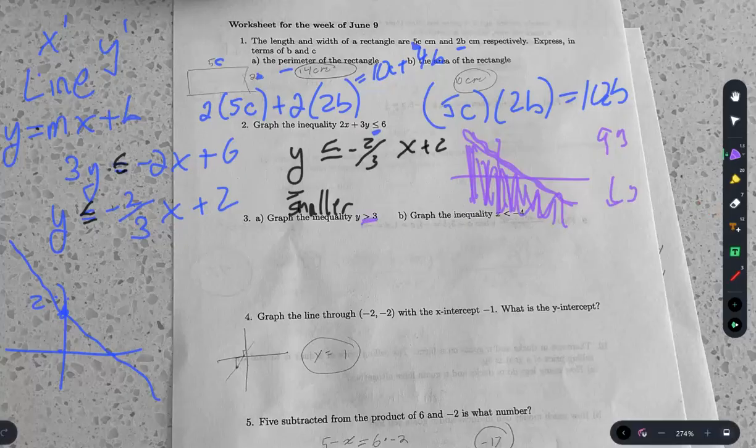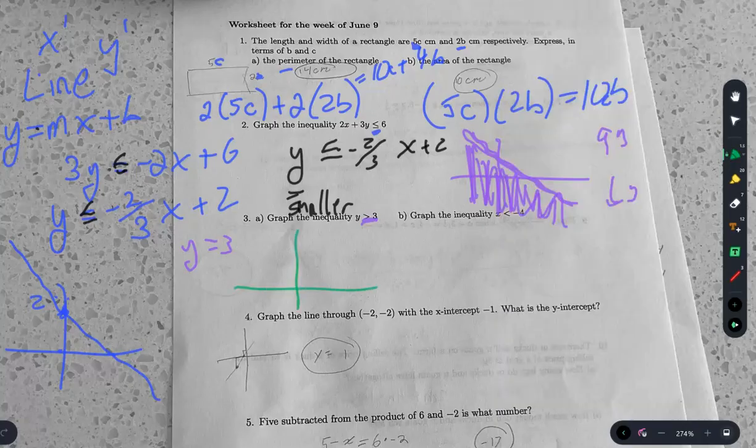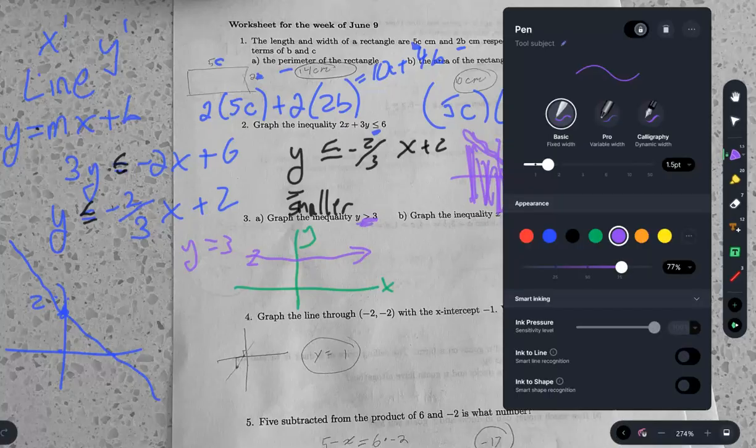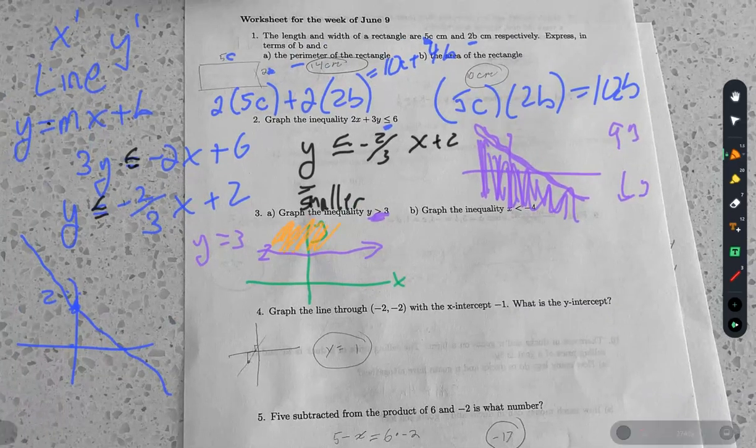So this line here, y equals 3. Okay, let's talk about what the line y equals 3 looks like. So I'm just going to draw the x and y axis. And so then the line y equals 3 would be here, right? So this says find the y values that are bigger than 3, okay? So I'm going to get a different color. So I just want bigger than 3. I don't want to include the equal to 3.